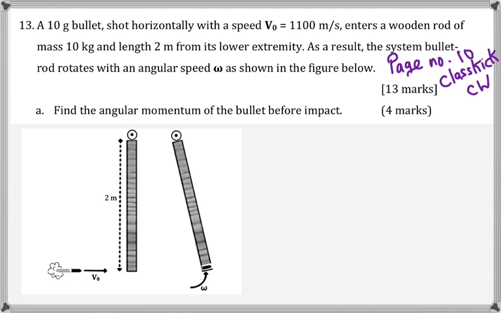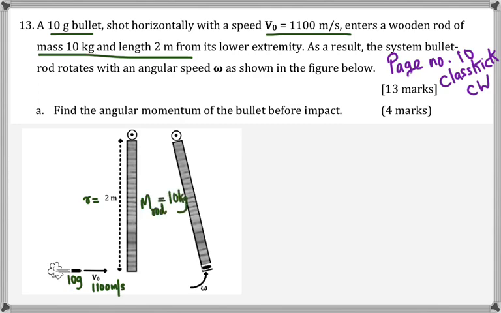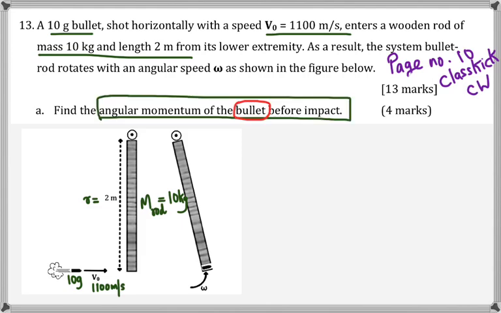Here it says there is a 10-gram bullet with a speed of 1100 meters per second, and it enters into a wooden rod which is 2 meters long, and the mass of the rod is 10 kg. So we label the diagram with the mass of the bullet, the mass of the rod, the length, which we are writing as r, and the velocity of the bullet.